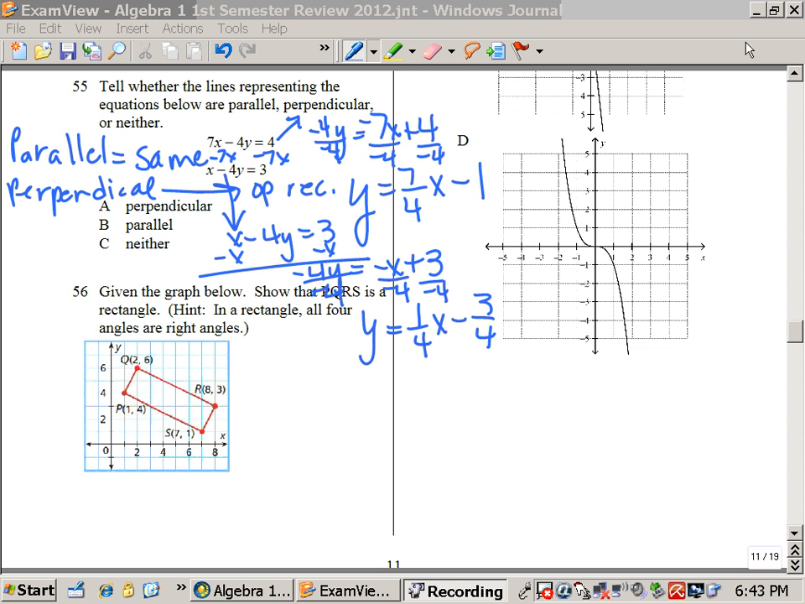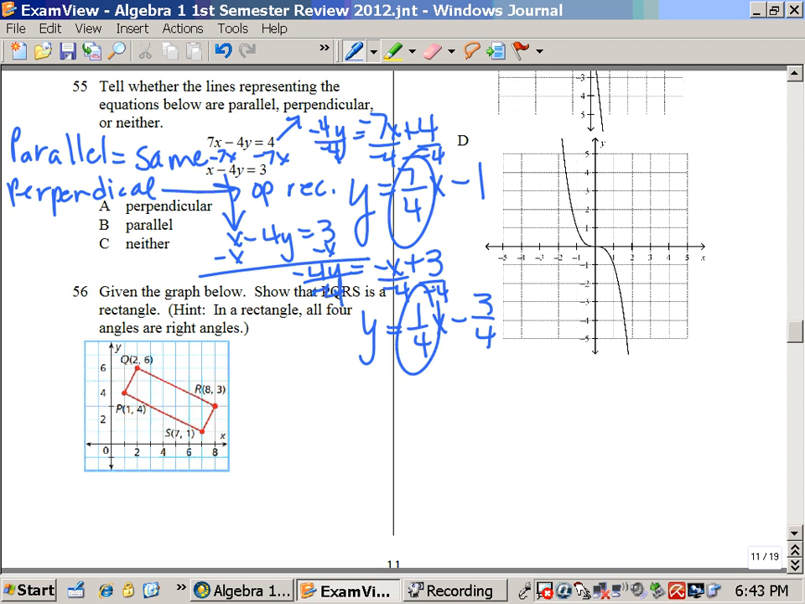Uh-oh. Thought I did something wrong for a moment there, but if you look at the slope of 7/4 and the slope of 1/4, they are neither parallel nor perpendicular.